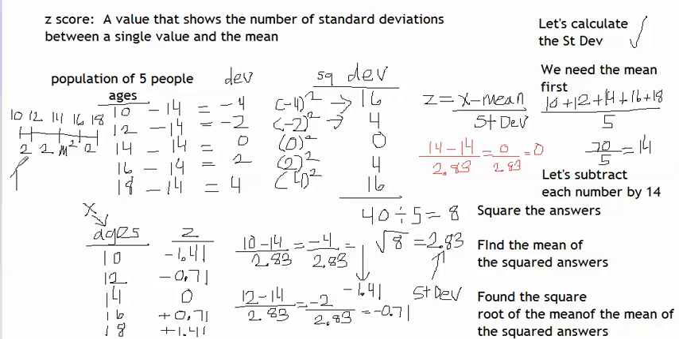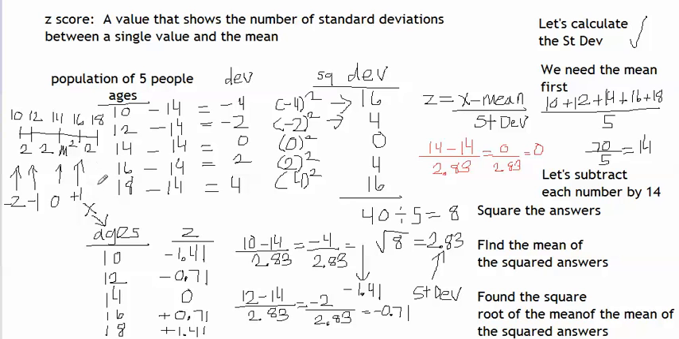10 would be a z of negative 2, because it's 2 multiples of 2 below 14. 12 would be a negative 1, because it's 1 multiple of 2 below 14. 14 is still 0, because it is the mean. 16 is 1 multiple of 2 above 14, so it would be a plus 1. And 18 is 2 multiples of 2 above 14.